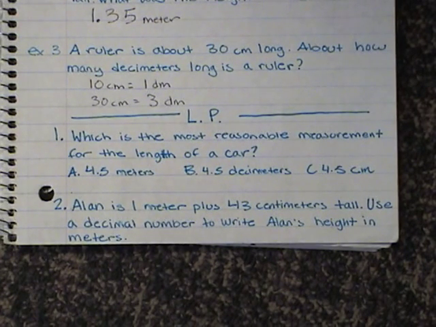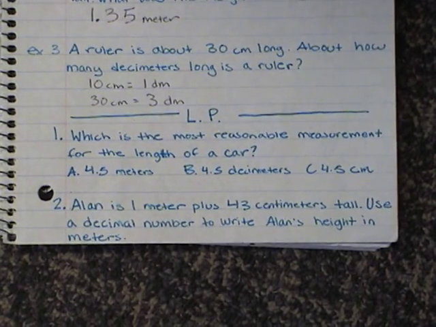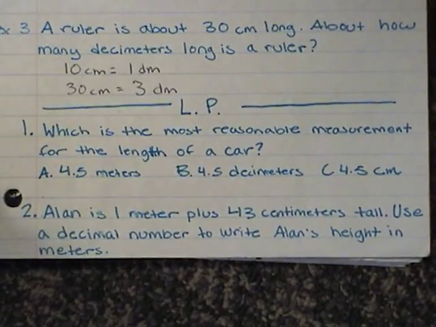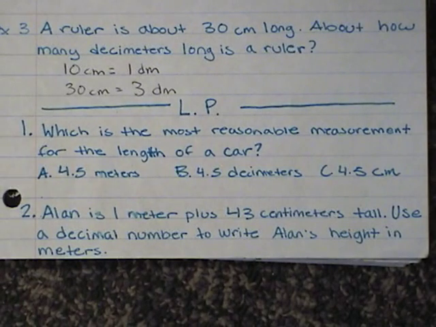Use a decimal number to write Alan's height in meters. So just like example 2, when we had a meter and centimeters and we had to turn it into a decimal number. So hopefully you can see these problems to copy them down, and we will check them when I see you guys next week.